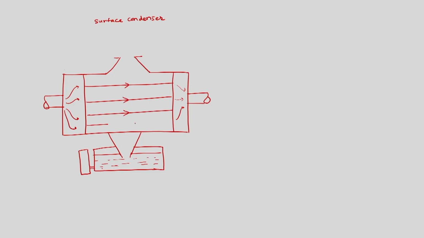Here we are having exhaust of turbine. This we will have cooling water in, this is cooling water out, and in this phase this is not the mixture, only steam will get condensed and then it will get settled into the hot well.